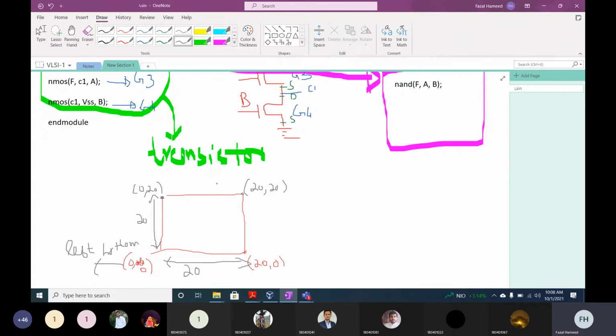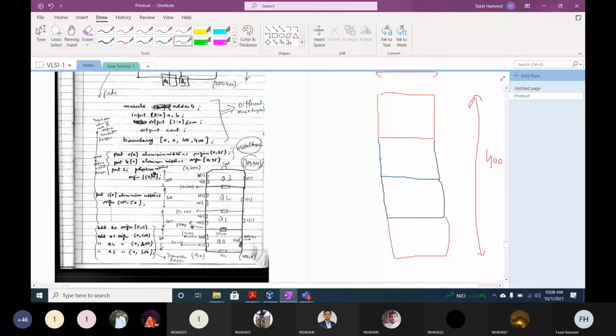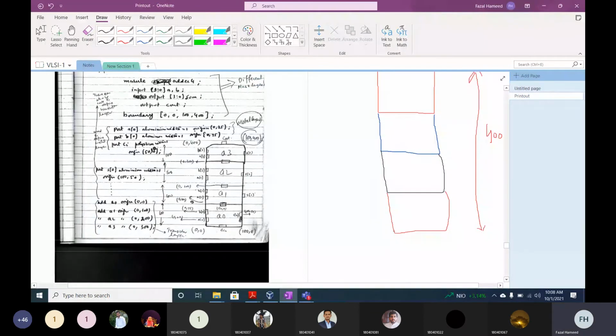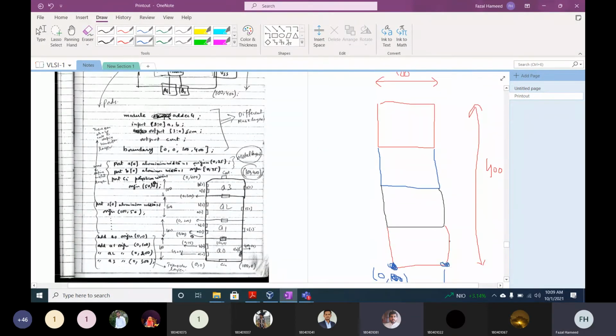Now, if you look at this chip, what will be the coordinate of this left bottom point? 0, 0. What will be the coordinate of this point? 100, 0.